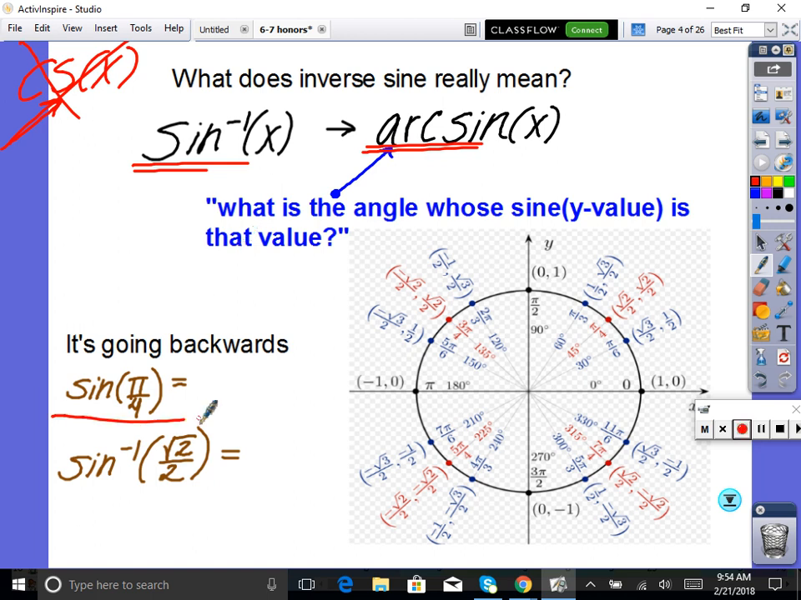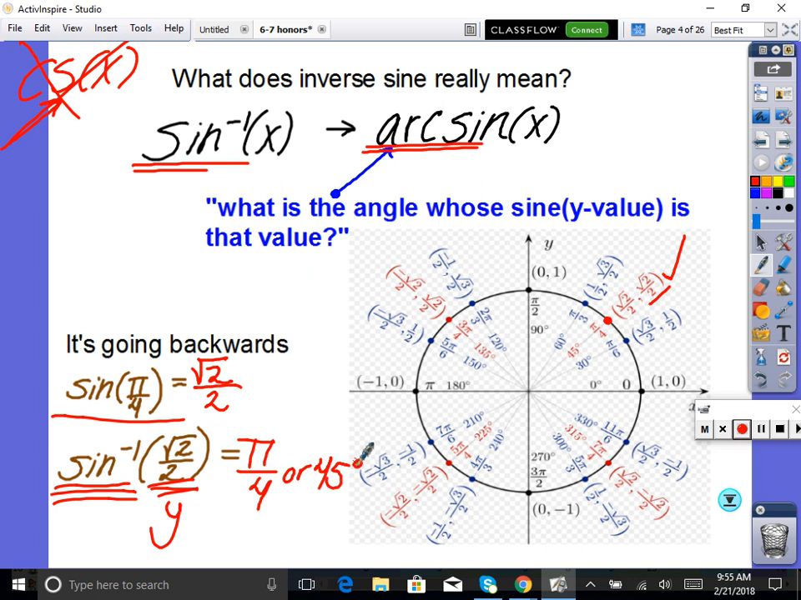So if I said find the sine of pi fourths, we already know how to do that. We'd locate pi fourths, wouldn't we? Sine is the y value, so we would say root 2 over 2. What sine inverse is doing is going backwards. It says, what angle has a y value of root 2 over 2? So you'd say, well, there's root 2 over 2, isn't it? Root 2 over 2, everybody? So what angle is that? Pi fourths, or we could say 45 degrees. Does everybody understand? Yeah. Okay.